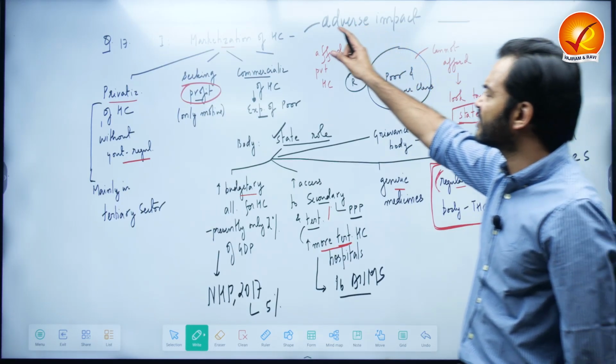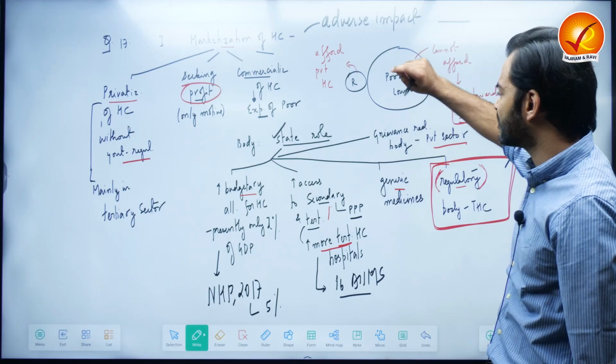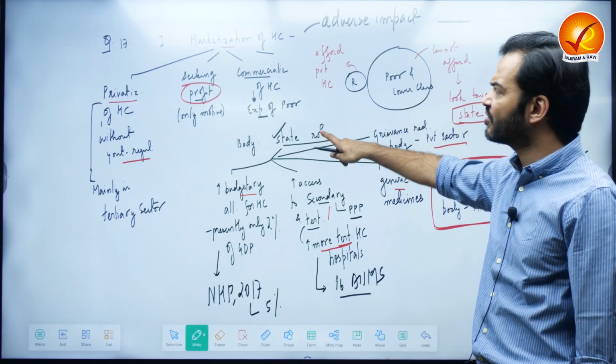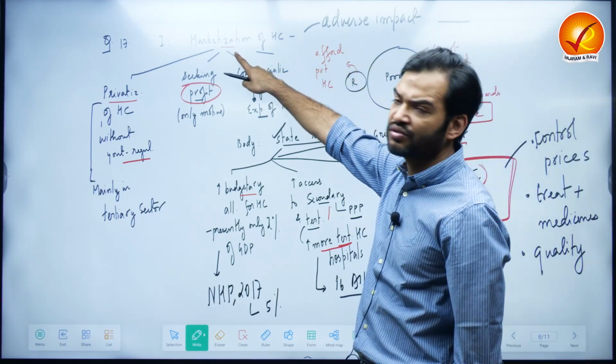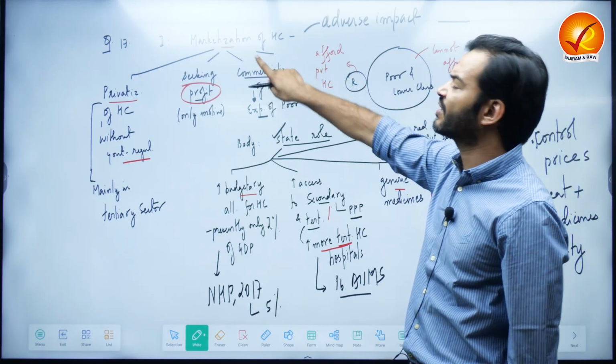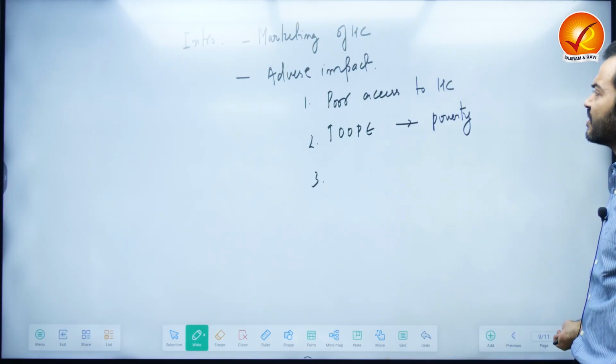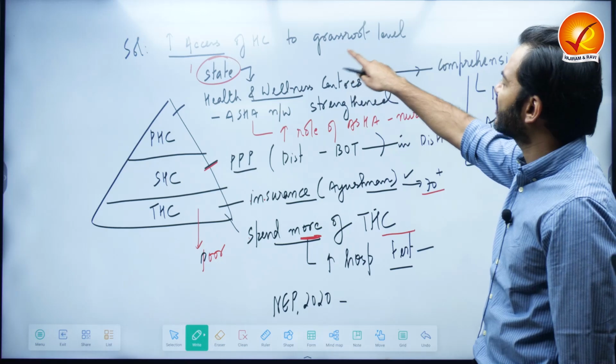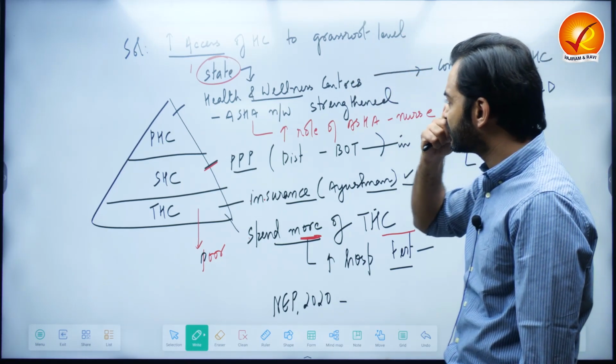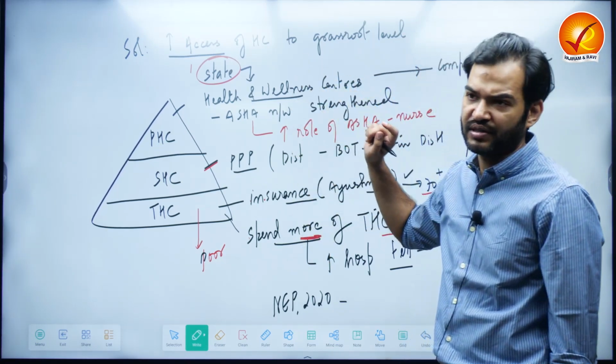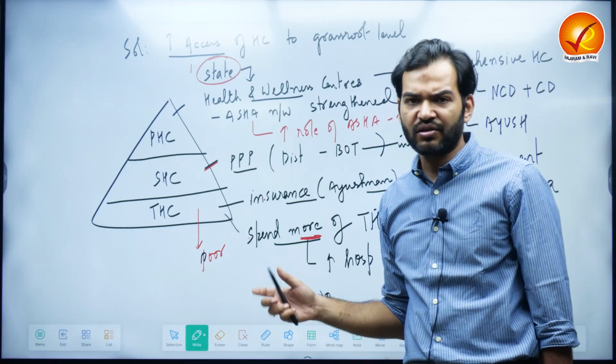In the introduction you can write what is marketization and its adverse impact. In the body you can write what the state can do to control the adverse effect of marketization. And third, you can write how the state can improve access to grassroots levels. Then you can write these points. So that will be your 15 marker.